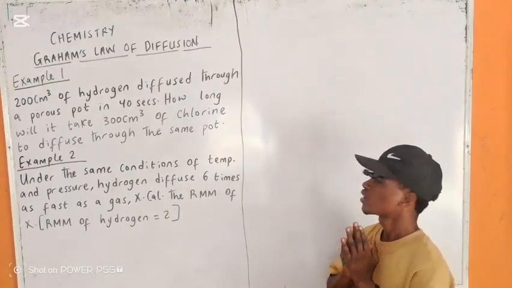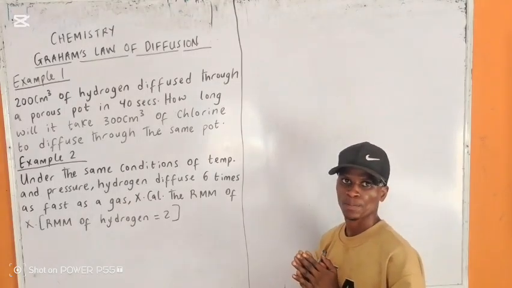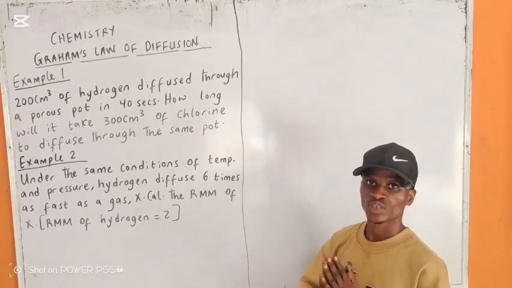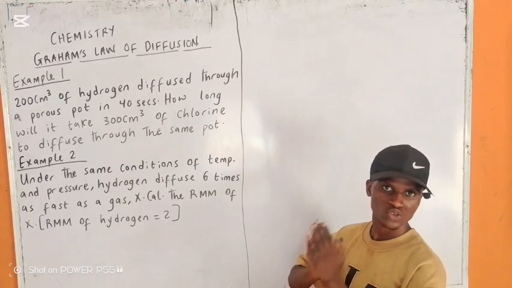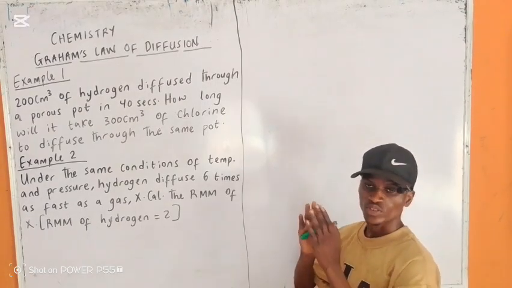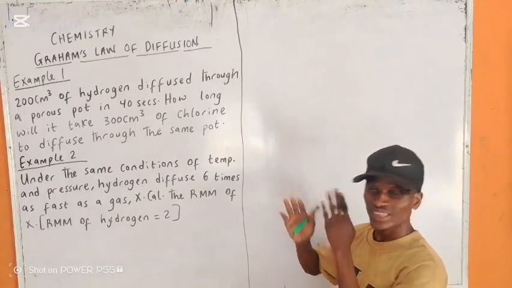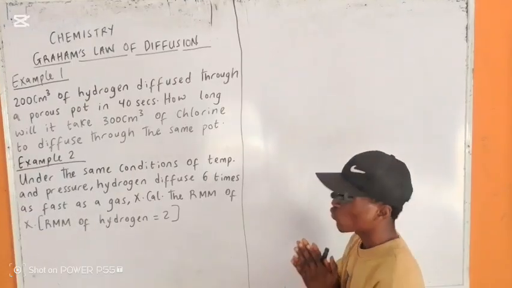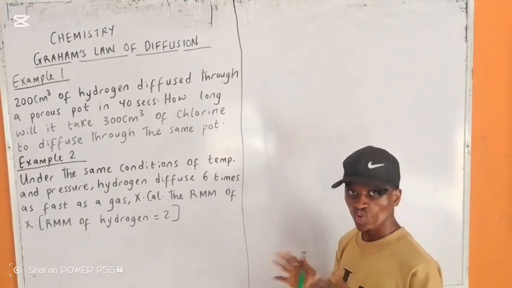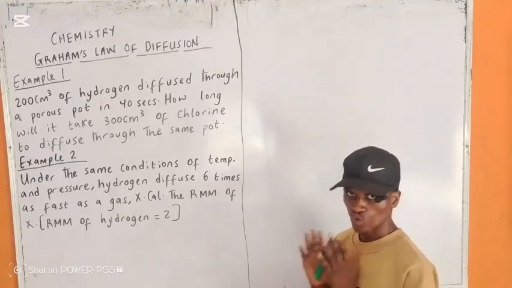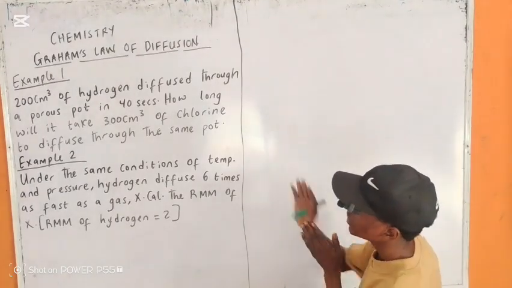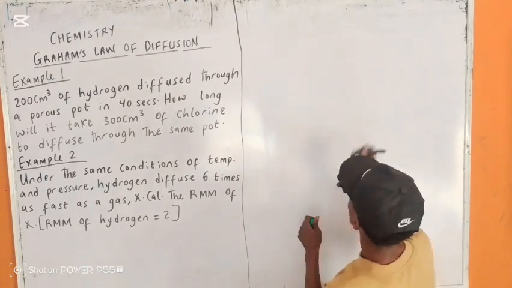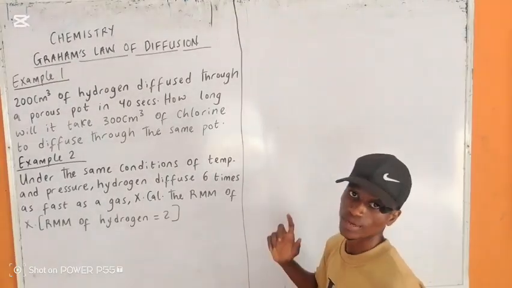Now, when it comes to questions like this, don't get confused. I'm going to show you the simple way to solve these questions, the way you are going to arrange it without getting confused at all. In Graham's law of diffusion, we have two gases. To pick out those gases without confusion, just distinguish the two gases from each other.